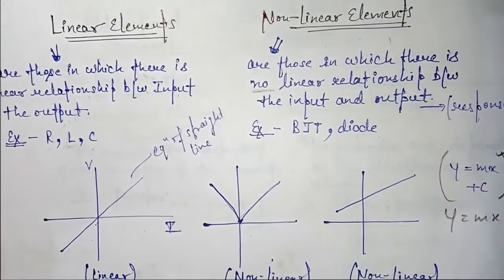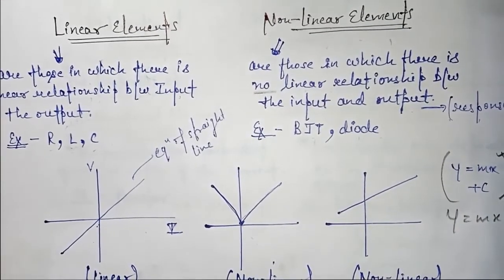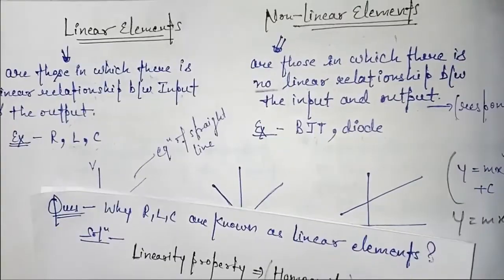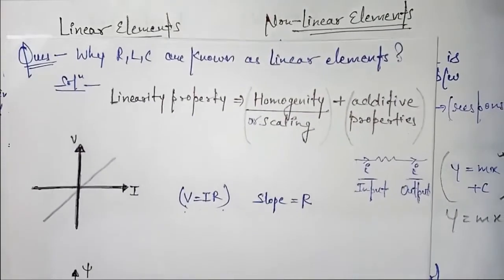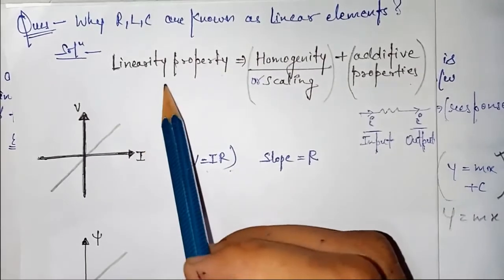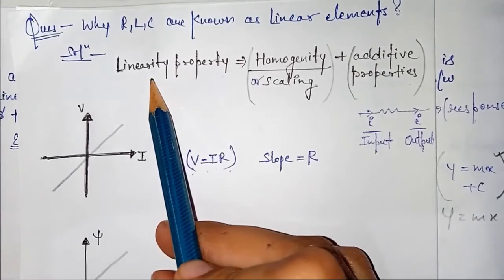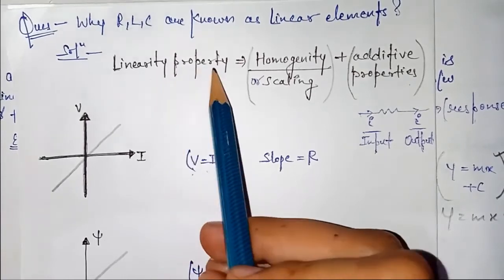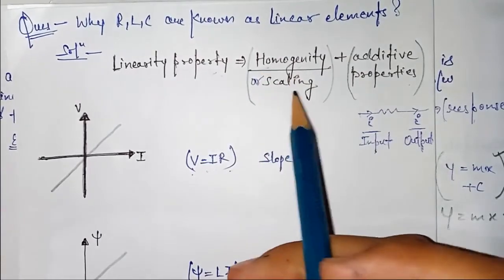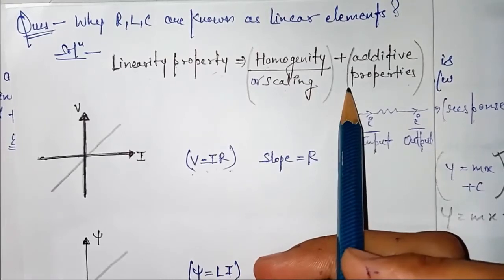Now the question arises, why are RLC known as linear elements? How do we come to know that there is a linear relationship between input and output in the case of RLC? See, any element is said to be linear when it obeys the property of linearity. And linearity is a combination of two properties. One is homogeneity, which is also known as scaling, and the other is the additive property.